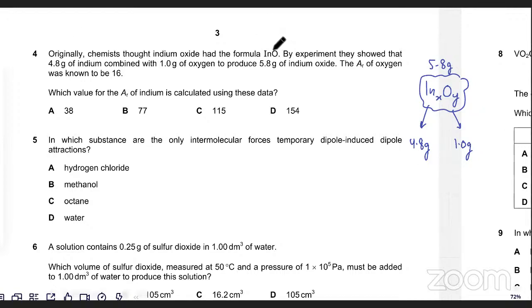Now, how do you figure out the empirical formula? They've already done that. They figured out the empirical formula. It requires 2 steps. You first find the moles, you divide by the Ar. So the Ar of oxygen is given as 16. The Ar of indium is not known, right? Is this clear?